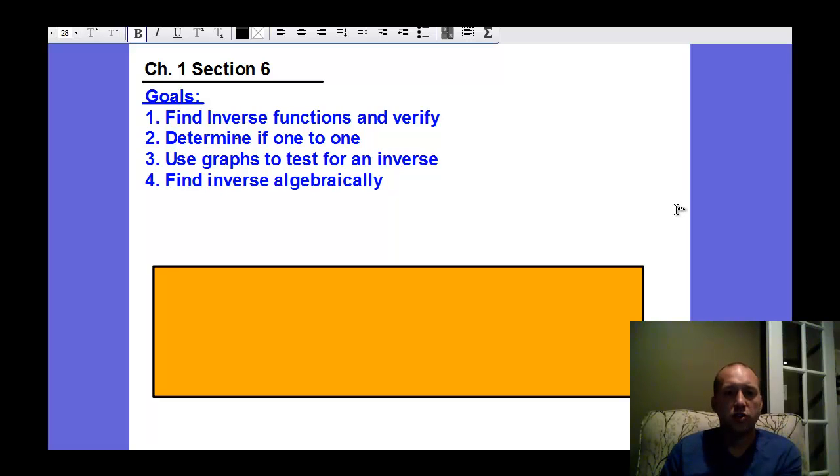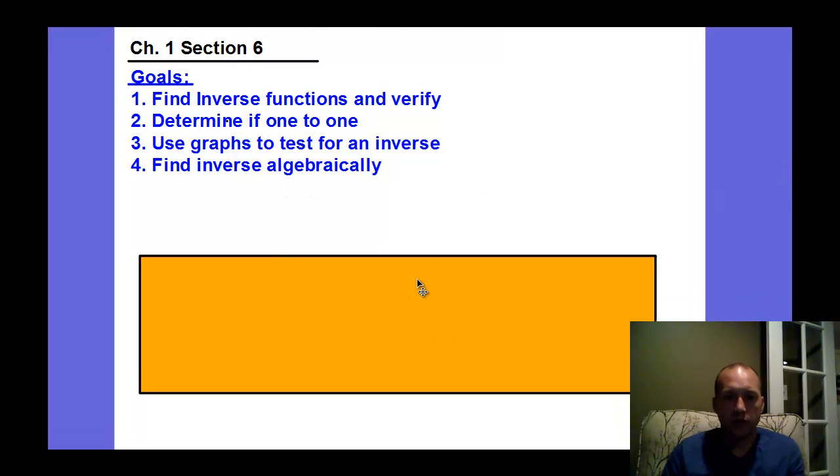Precalc, Chapter 1, Section 6. It's all about inverses. So we're going to find inverses, talk about one-to-one relationships, and find them through graphing and algebraic methods. So first of all, let's talk about what an inverse is.